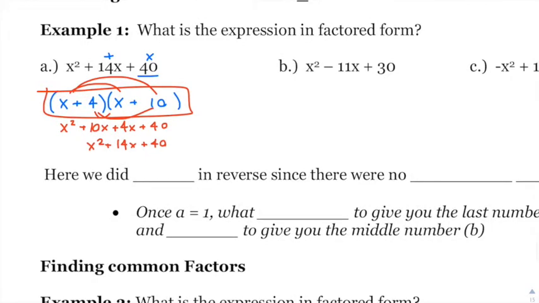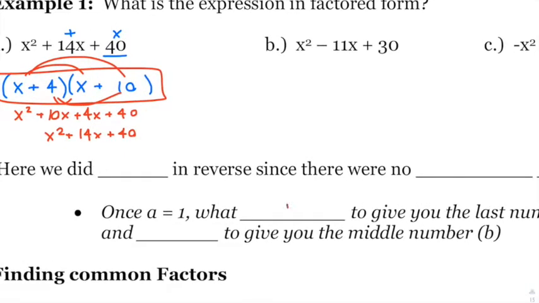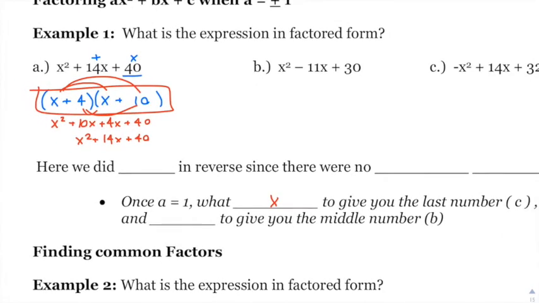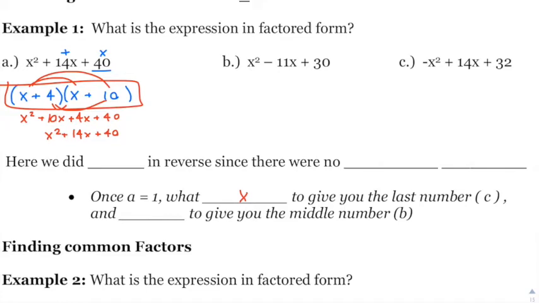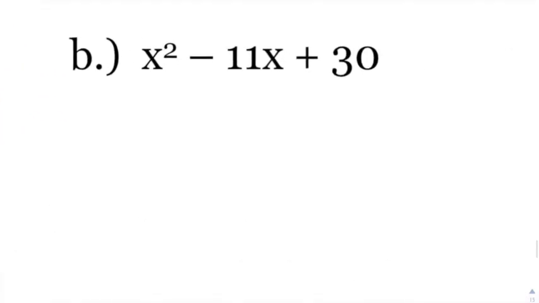Most of the time it's what multiplies to get you the last term, usually the c as far as ax squared plus bx plus c, and then what adds to the middle term. So let's try another one here.